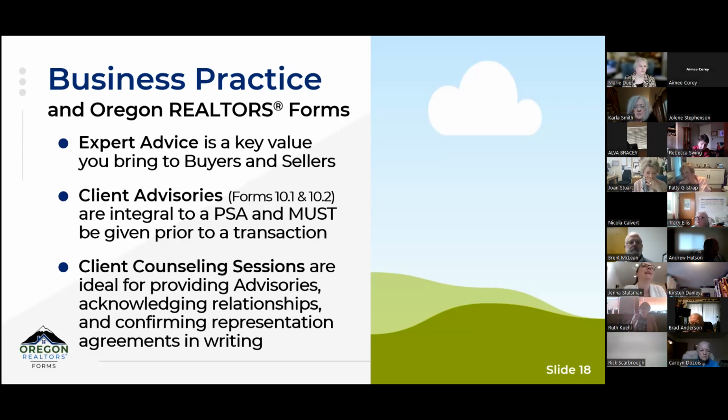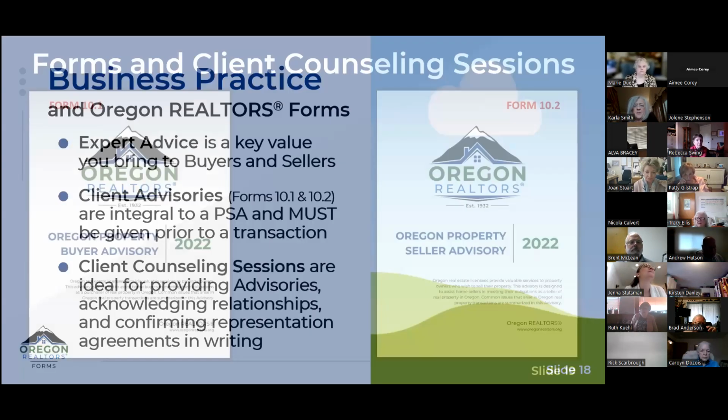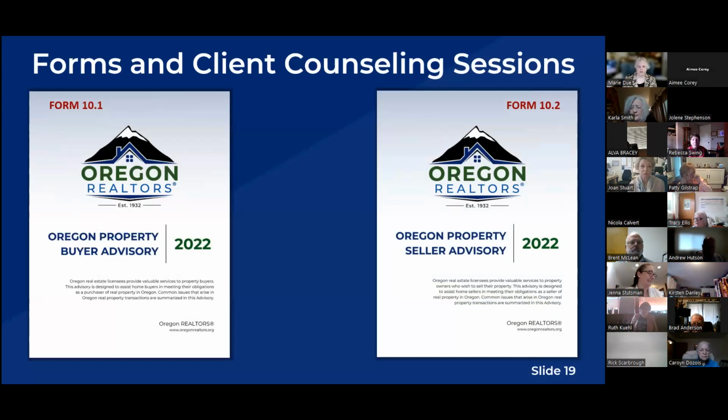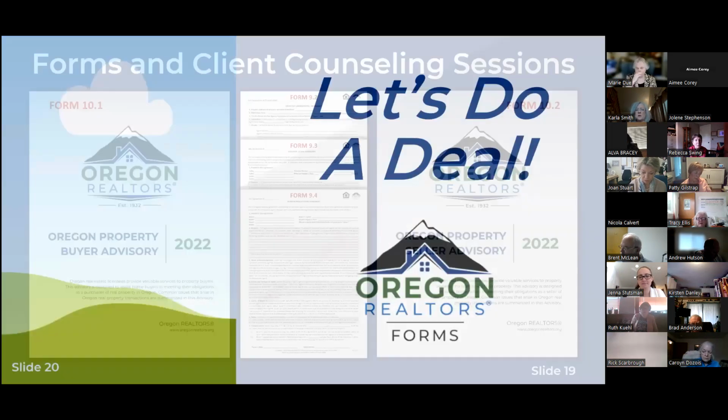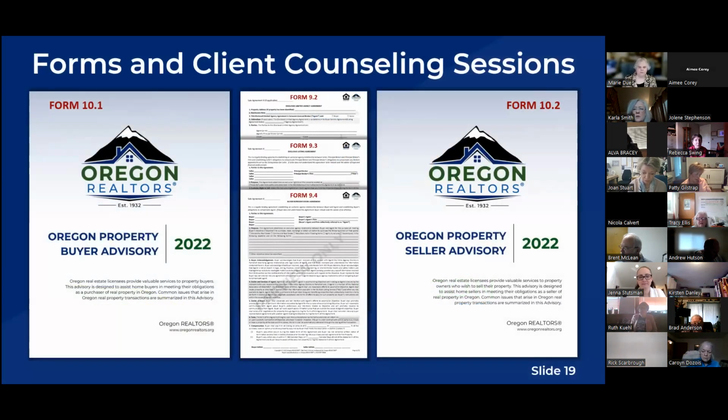There's one for the buyer and there's one for the seller. And that's what they look like. And there's 10.1 and 10.2. Again, advisories are under that section, Section 10. There we go. These are the different forms that also are there for the buyer representation agreements and all of that. So you do have those available to you. We won't go over those today, but we'll have a special class just on those forms as well.